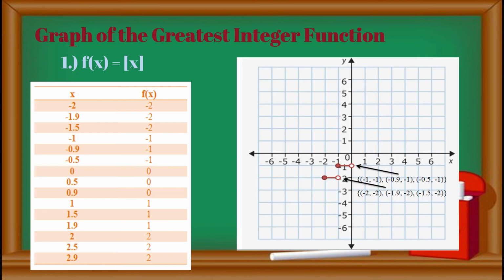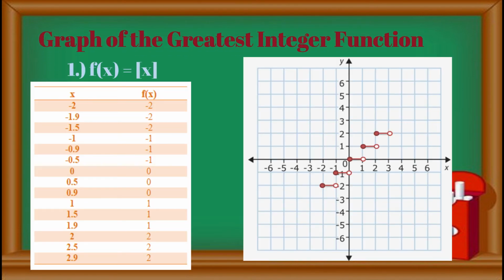The graph for the first two intervals is shown on the right. Notice that the right endpoint of each step is an open circle or a hollow dot, which means not including the value.